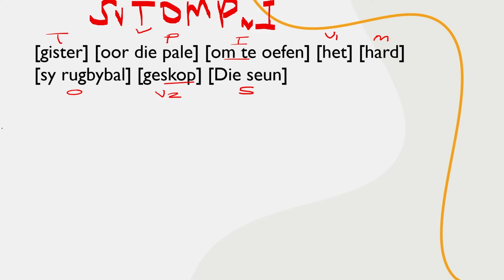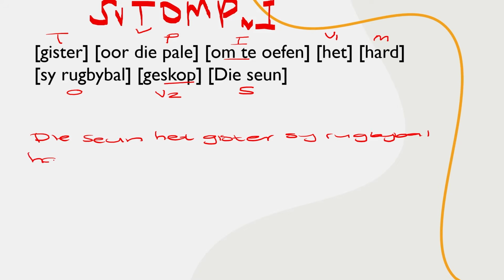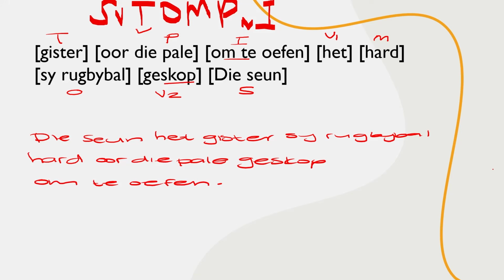Now we're just going to write it. We start with S, so it's die seun, verb 1, het, time, gister, object, sy rugbybal, manner, hard, place, oor die pale, verb 2, geskop, and lastly, the infinitive, om te oefen. And what would you get? 100% for this word structure question, because you've identified, I think the most important thing is the verbs. You need to know what is my verb 1, what is my verb 2. And luckily you know now, guys. I hope everything is going to go smoothly when you have to construct a sentence. And yeah, see ya.